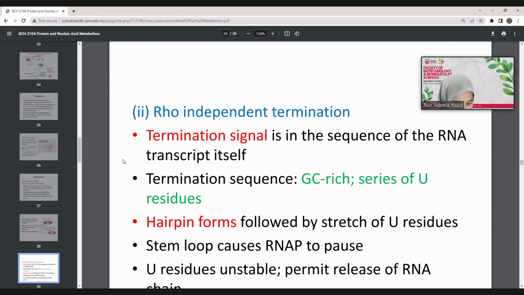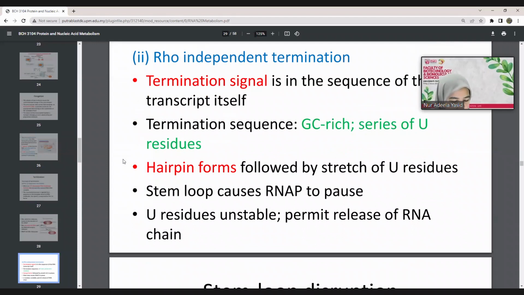How about rho-independent termination? This is RNA-based, and this type of termination is controlled by a specific sequence in the DNA template itself. It depends on the sequence of the RNA transcript itself.